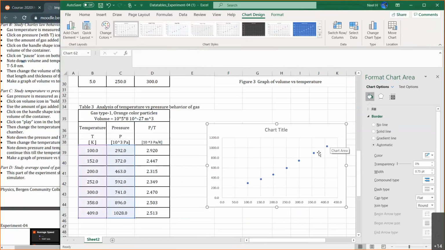It's a fairly consistent behavior. Okay, direct proportionality. There are one or two data points a little bit off from the line, but that's fine, I think.